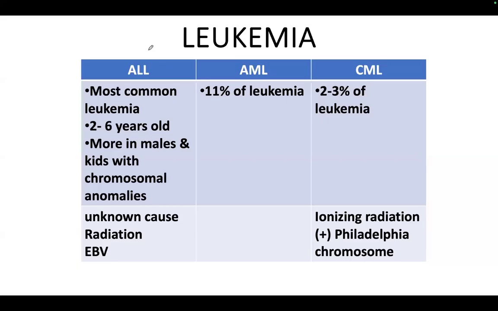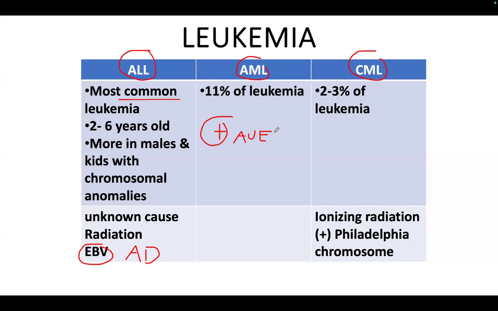So we have ALL, which is the most common, AML, which is next. Then we have CML. Now, always remember, ALL is associated with Epstein-Barr virus. This is also associated with Alzheimer's disease.